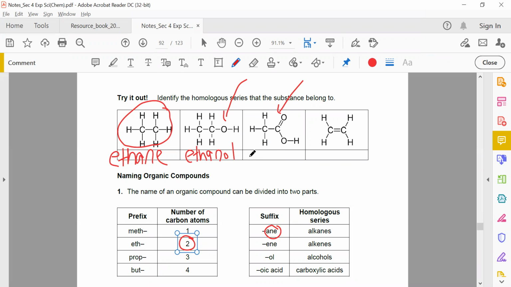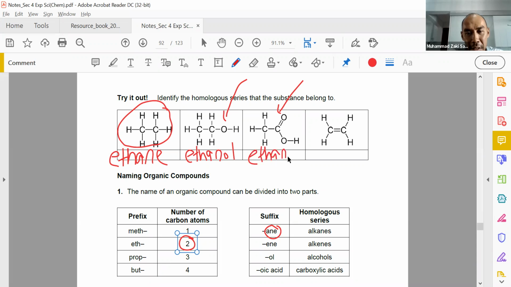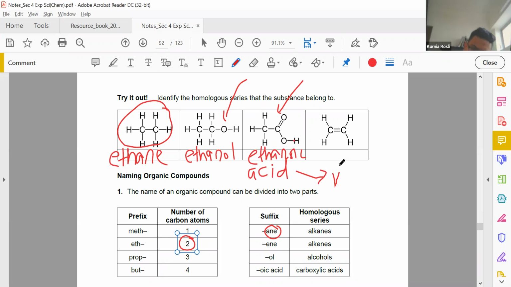Ethanoic acid. Very good. Do you know where we can find ethanoic acid? Anyone? It's found in this important ingredient in cooking. Start with the letter V. Not vitagen. V what? Vinegar. Right, vinegar. Okay.